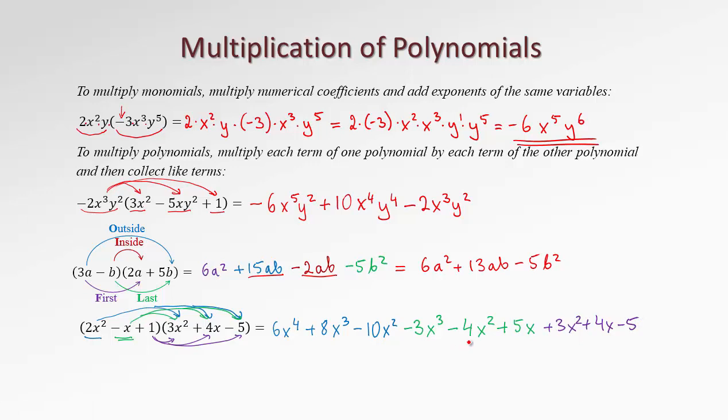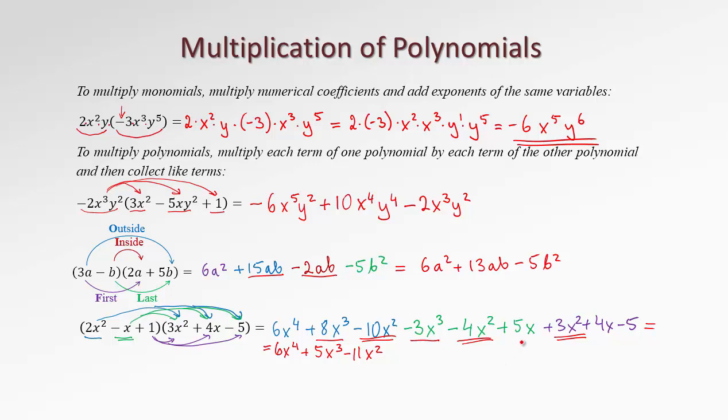Okay, now what's left to do is to collect like terms. So starting with the highest exponent, which is just a single term, 6x to the 4. Then any term with x to the 3, so it's this one, that one, and that's all. So it's 8 minus 3, therefore it's plus 5x cubed. Now let's collect second degree terms. They are here, there, and over there. So we have negative 10 and negative 4, negative 14, plus 3, so it's negative 11. So we write negative 11x squared.